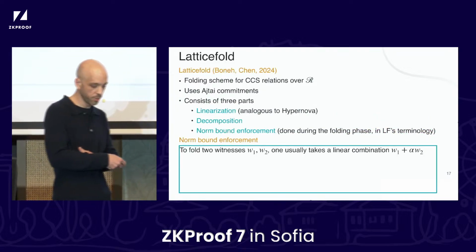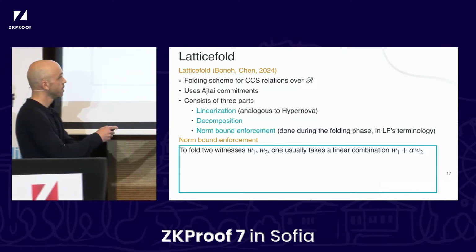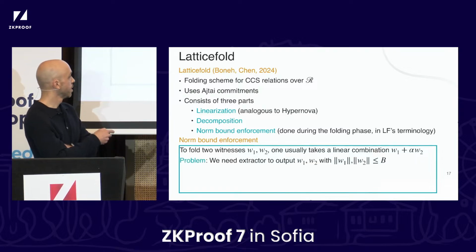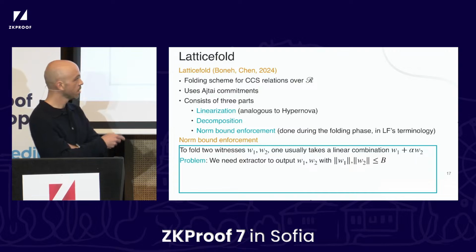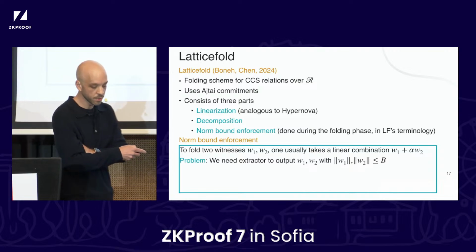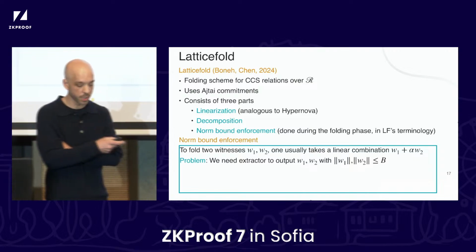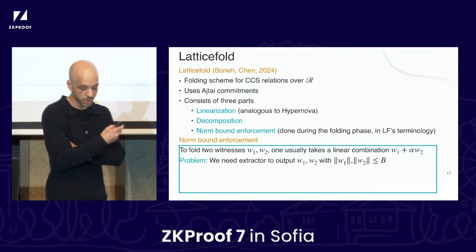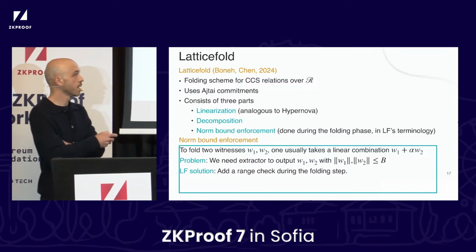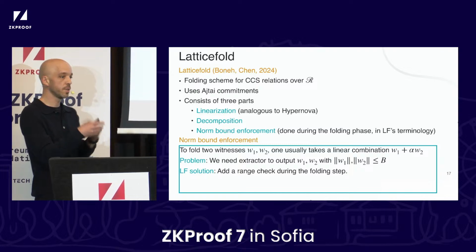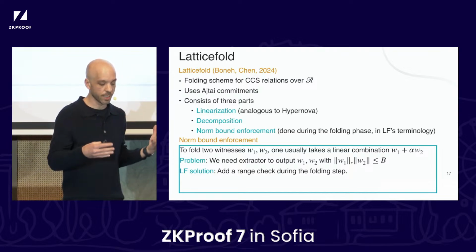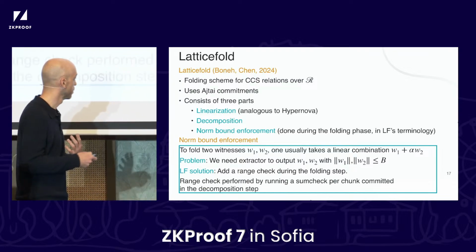Okay, regarding the norm bound enforcement, again, in general, when you fold 2 witnesses, you want to take a random linear combination of them. The problem, if you just do this, is that you want the extractor to output witnesses with norm at most B. But if you just take a random linear combination, there's no apparent way to do that. The way this is solved in LatticeFold is by adding a range check during the folding step. This range check is expressed by means of a grand product, which is then reduced to claims about evaluations of multilinear polynomials via sum check.